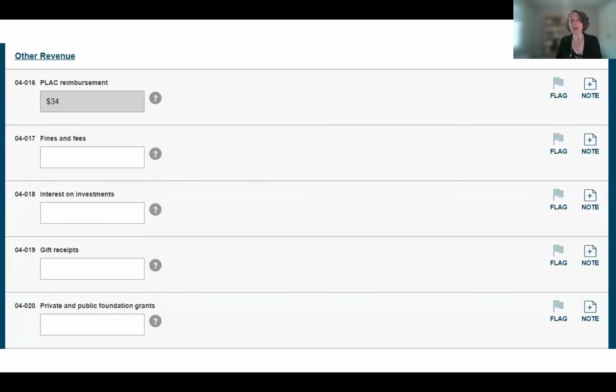Under other revenue, we have question 16 for plaque reimbursement, which is another pre-fill. This represents money from the state that goes to a very small number of our highest net lenders, maybe 25 or 30 in any given year. For most of you, it will be 0.